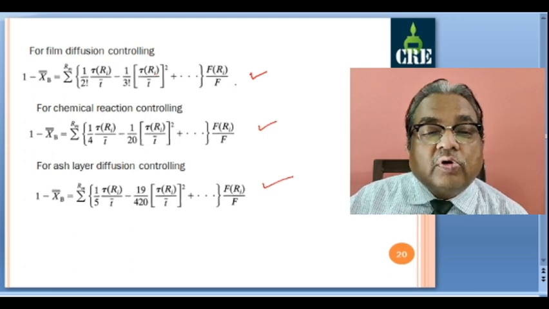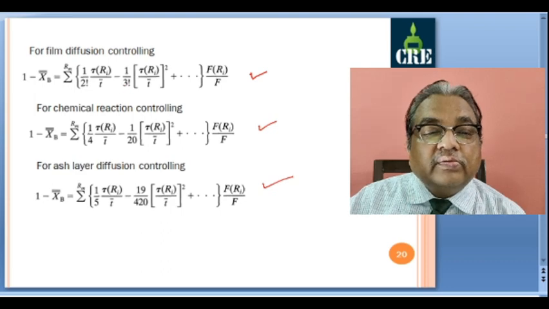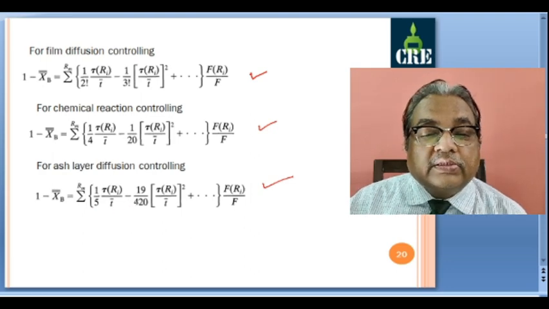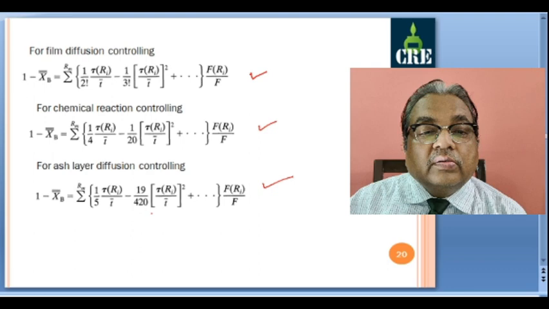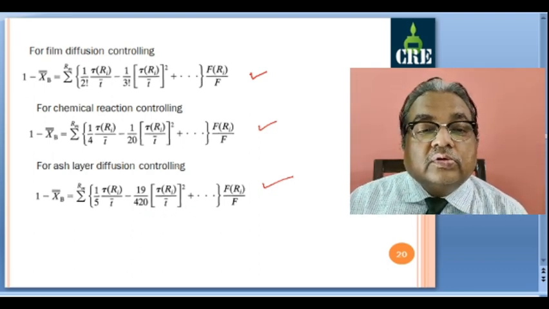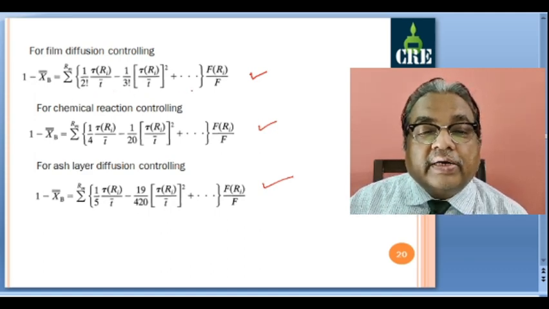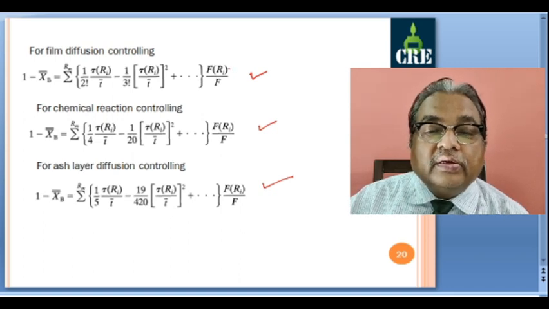So then square term, then you have cubic term. So we have written only first two terms here. For film diffusion, it is 1 by 2 factorial minus 1 by 3 factorial. Here you have 1 by 4 and 1 by 20. Here you have 1 by 5 and minus 19 by 420. So this is 1 minus xb bar, and this we are multiplying by the corresponding fraction.